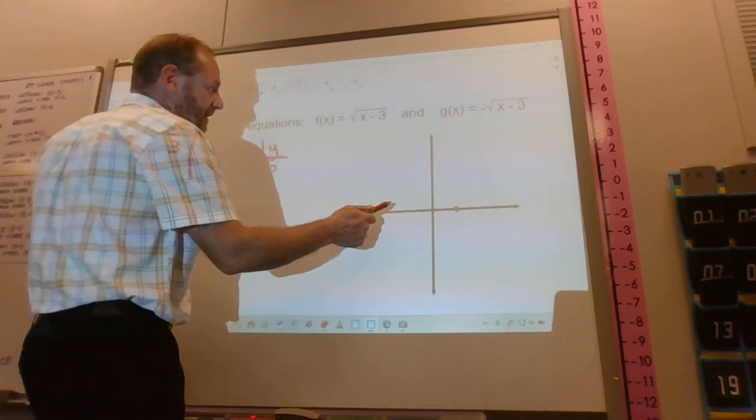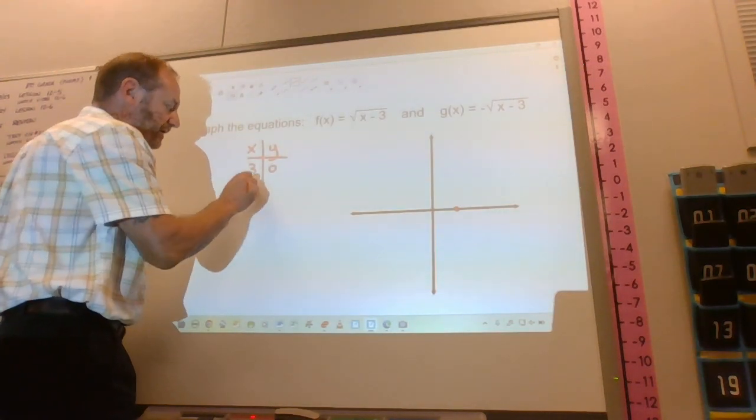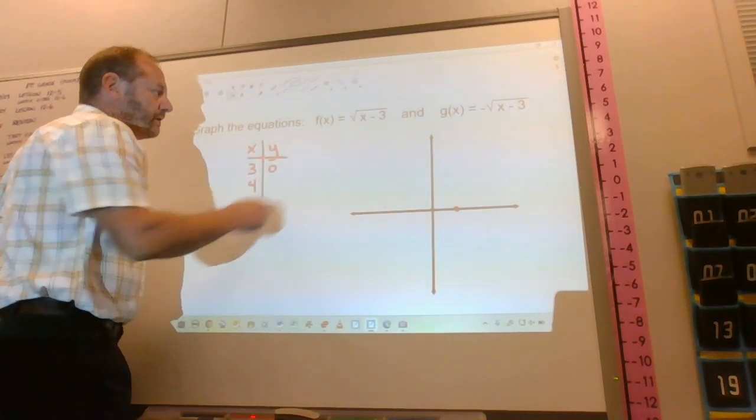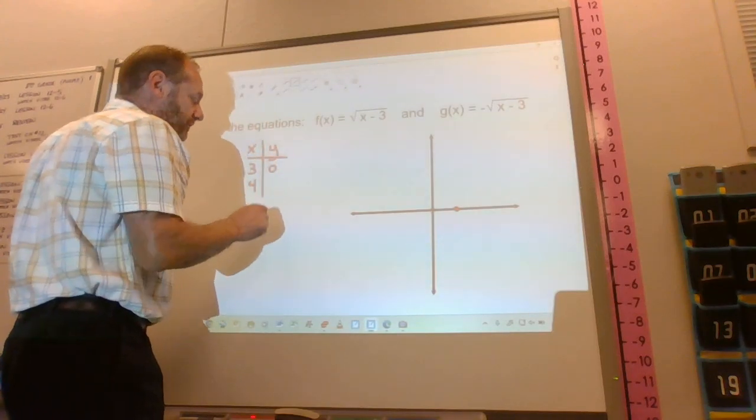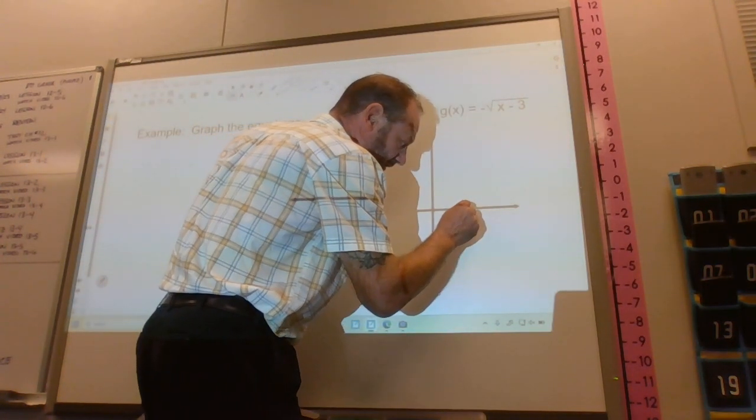I can't put in 2 because 2 minus 3 would be negative 1, and I can't square root negative 1. So I'm going to go the other way. I'm going to plug in 4. 4 minus 3 is 1. Square root of 1 is 1. So that is a friendly point right there. It's going to go right there.